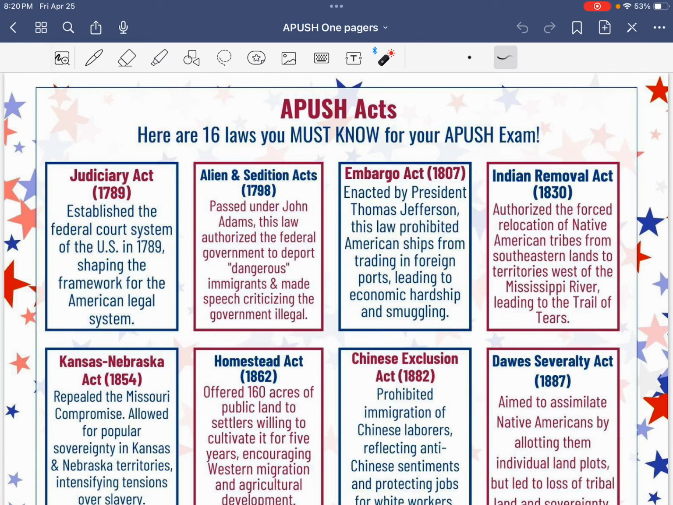All right, friends, today is 16 laws passed through Congress that we absolutely have to know. We're going to go down the road. So let's start with 1789, the Judiciary Act.